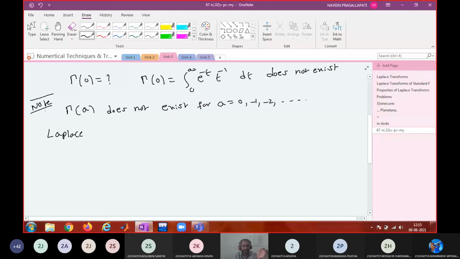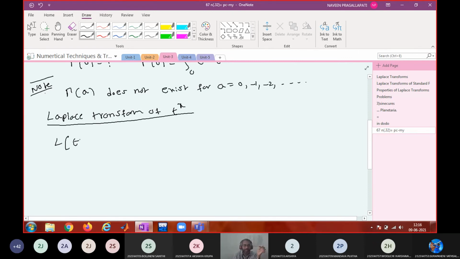I'll just complete it quickly. Laplace transform of t power a or t power x. Let us say t power x. Apply the definition. What is Laplace transform of t power x? It is the integral from 0 to infinity of e power minus st, t power x dt. That is the definition of Laplace, right? Laplace of f of t is the integral of e power minus st f of t dt. Now, is this correct? Here e power minus st is the kernel. Shall I proceed or not?